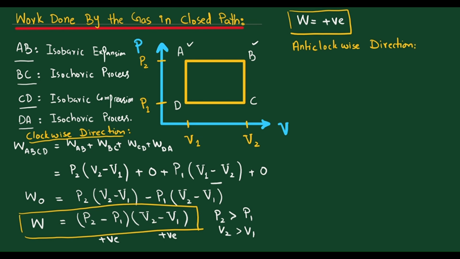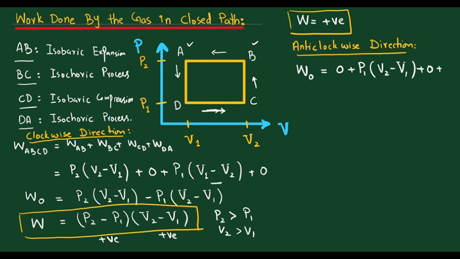And what will we get? See, if we move from A to D, then D to C, C to B, and B to A, it is a closed path, but in the anti-clockwise direction. Then the work done in the closed path is equal to the work done from A to D, which is 0 because it is an isochoric process. Then the work done from D to C, which is isobaric, is P1 into (V2 minus V1), the change in volume. Then C to B is also 0 because of isochoric.